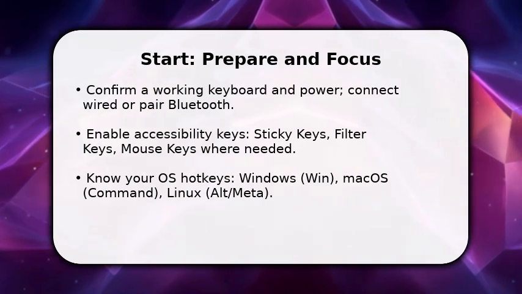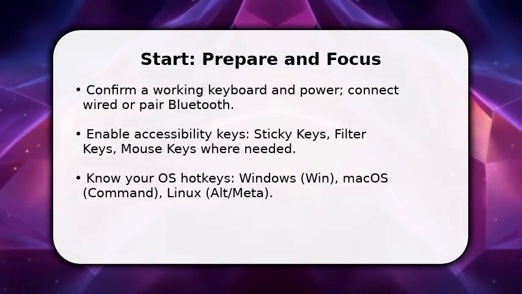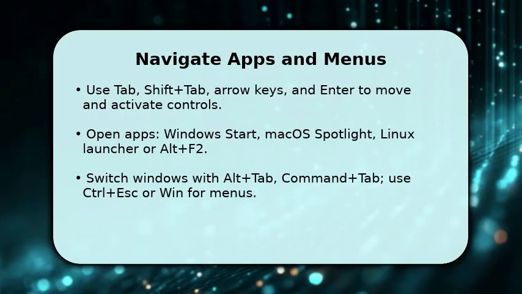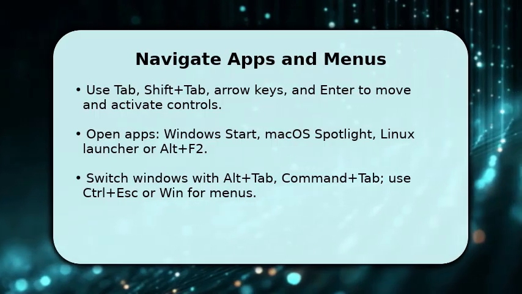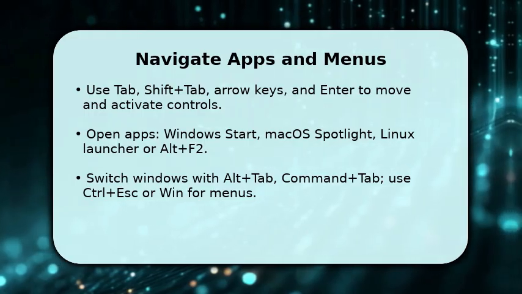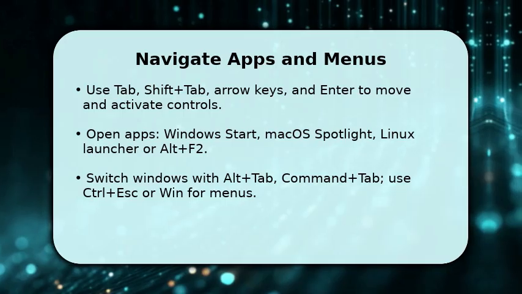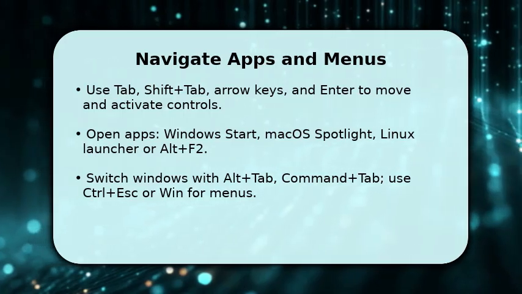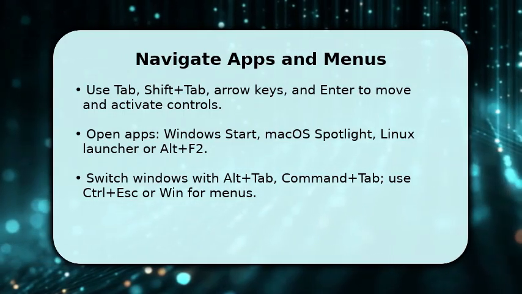Now focus on moving through windows and controls. Use Tab and Shift plus Tab to cycle focus, arrow keys to navigate lists, and Enter to activate buttons. To open programs quickly, press the Windows key then type, or use Command plus Space on Mac OS or Alt plus F2 on many Linux desktops.